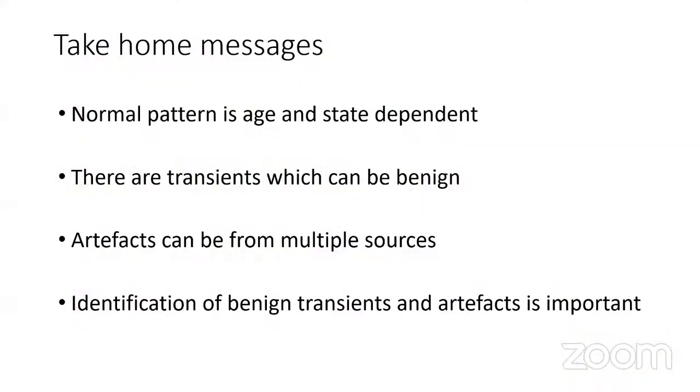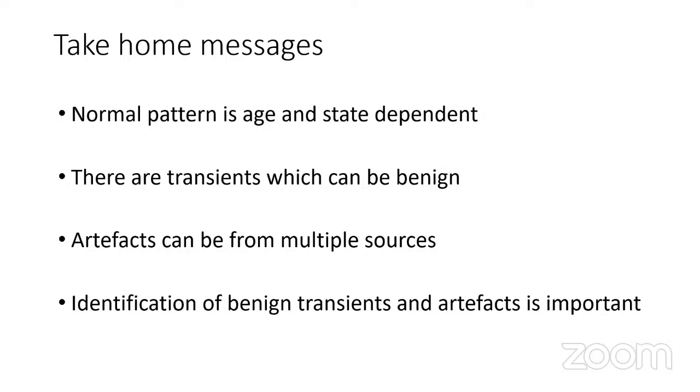So I am actually done with my presentation. The take-home messages are that what we call a normal pattern on EEG is actually age and state dependent, and pediatric EEG is a little difficult because it has age-based norms. So the best way to read an EEG is with an atlas in hand, where we can look at the pictures, correlate, and decide. So it's reporting and learning.